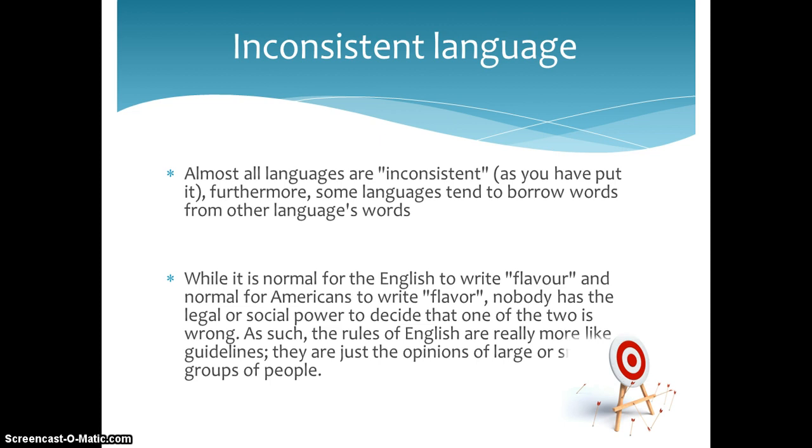And then we have the inconsistent language. Here we have an example. Why is it normal for the English to write flavour and normal for Americans to write flavor? Nobody has the legal or social power to decide one of the two is wrong. As the example says, we don't know which exactly is the correct one, but we are still using it in different contexts.